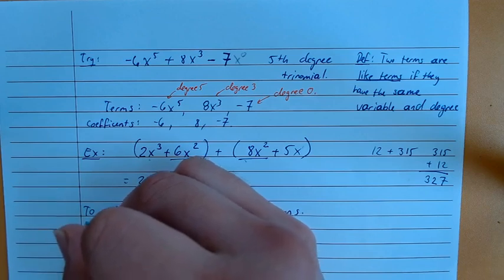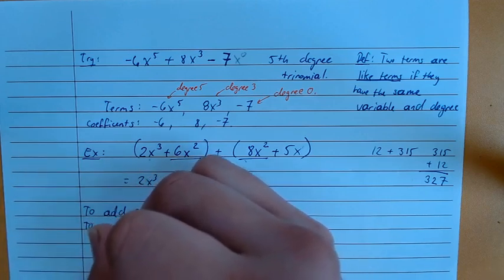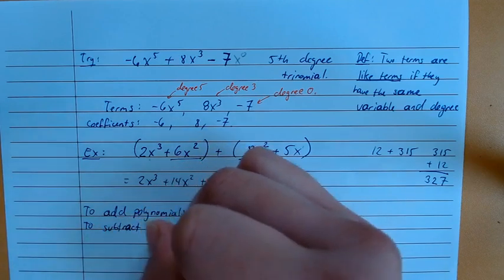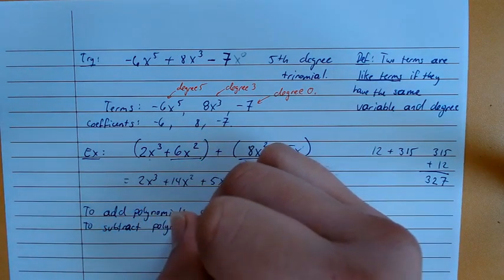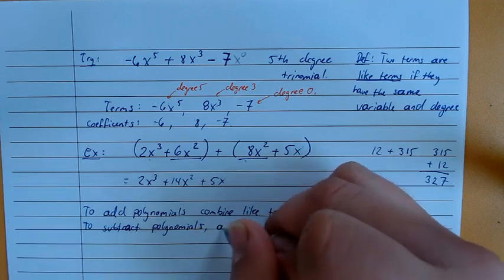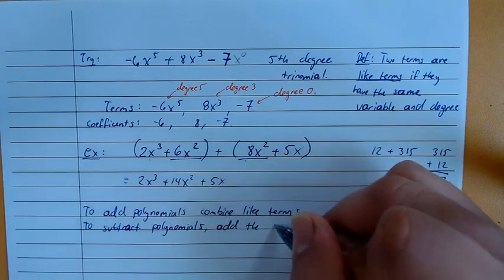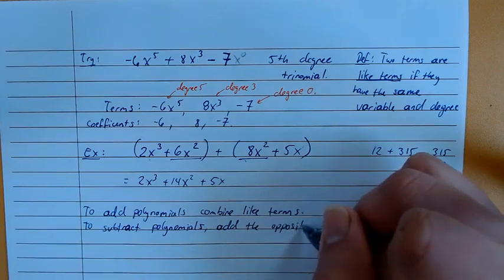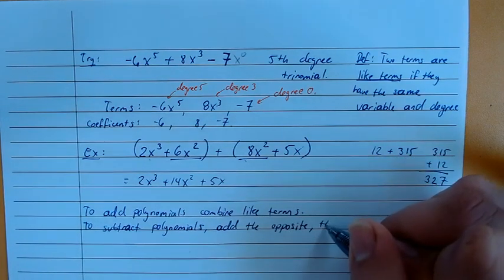What about subtraction? Well, it's almost exactly the same. To subtract polynomials, add the opposite polynomial, then combine like terms.